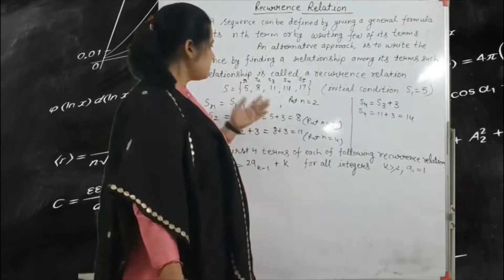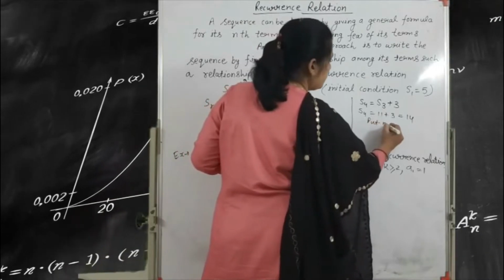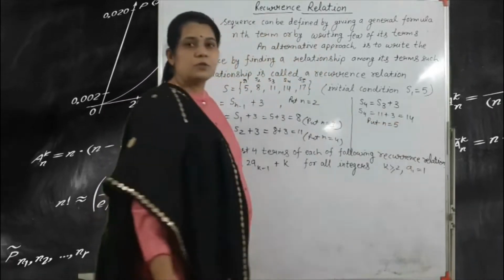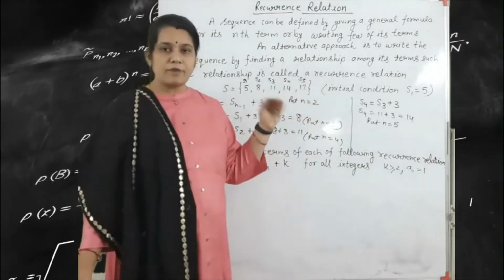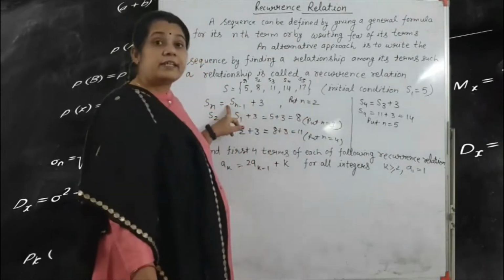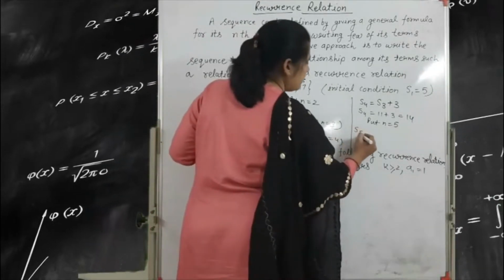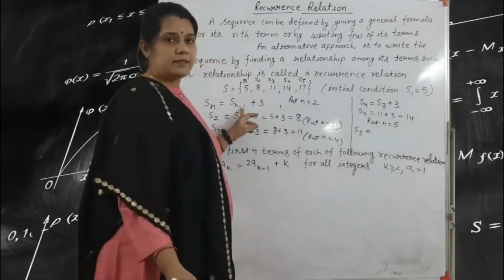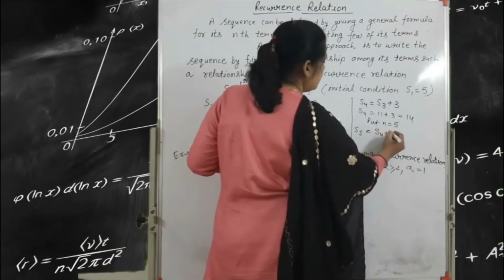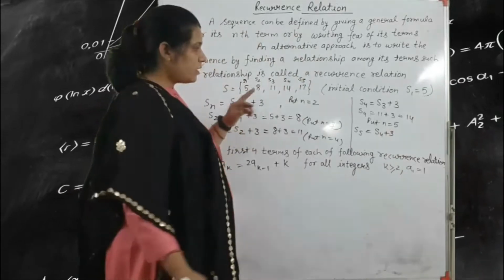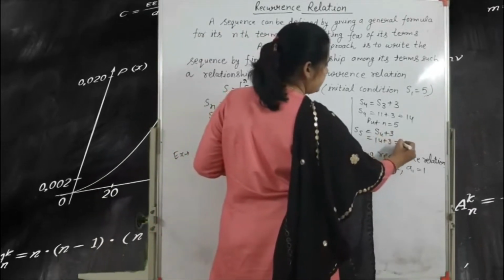Next we find S5, so put n is equal to 5. One by one you put the value of n according to your recurrence relation. So S5 is equal to S of 5 minus 1, that means S4, plus 3. S4 is equal to 14, so 14 plus 3, that means 17.